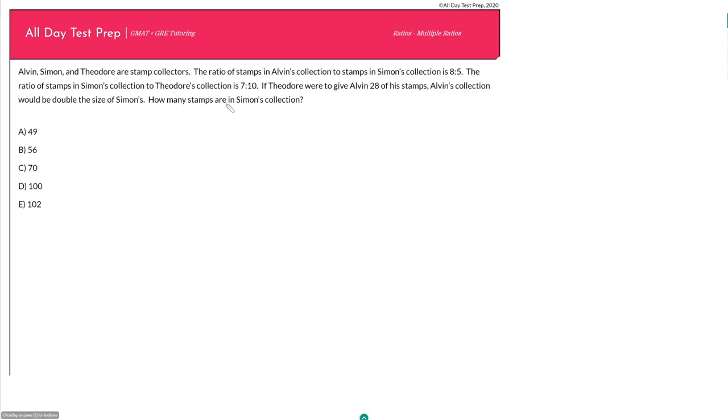You've got these three people. They give you these two different ratios. Then they say there's this exchange of stamps that occurs. And then they ask you for the number of stamps in Simon's collection. That is what is important.